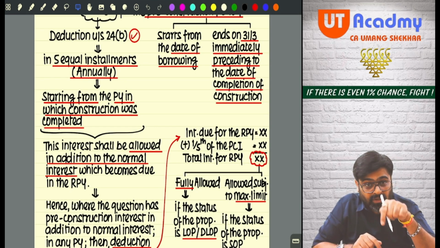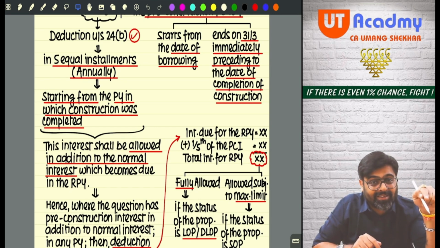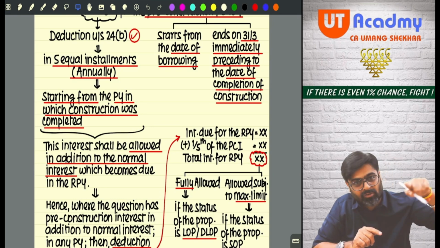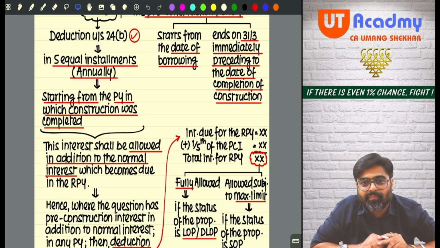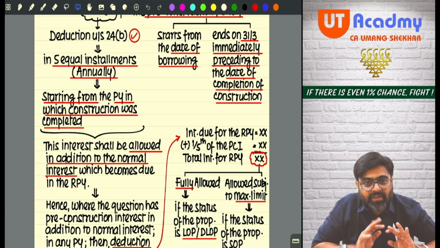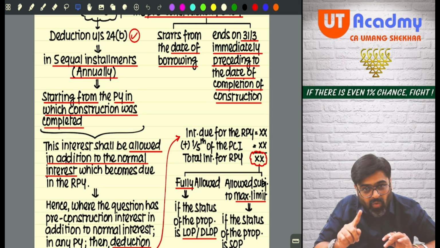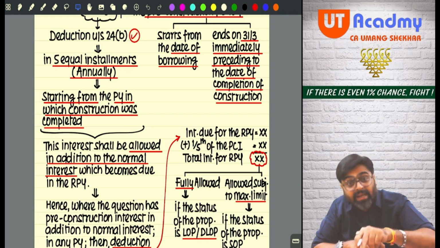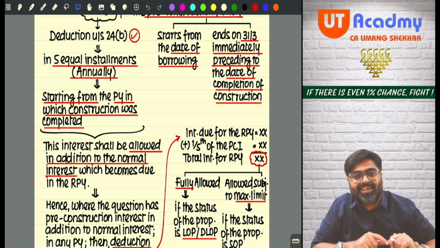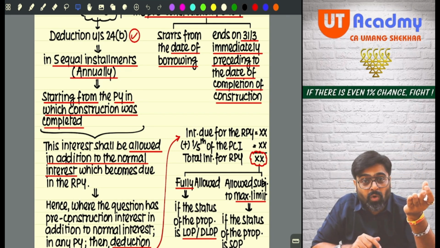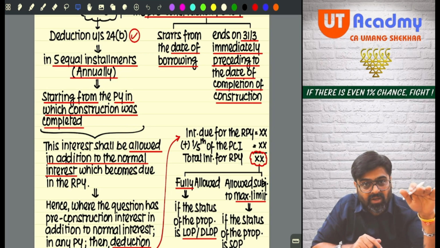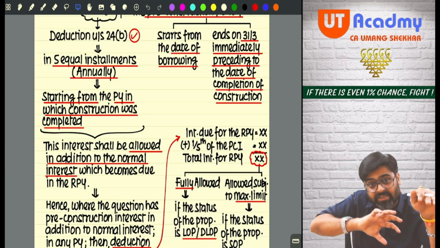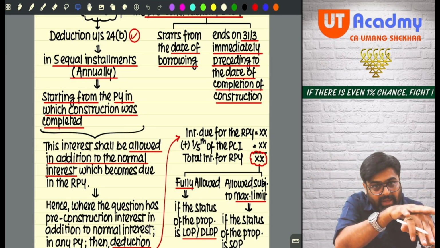And the first installment you will be able to claim in the year in which the construction got completed. From that year onwards, 1/5 you are supposed to claim. Getting my point? Everyone. So please remember, this is not the only interest. This is the interest which will be allowed in addition to the normal interest becoming due in that year. Because whatever loan will be outstanding in my previous year, on that loan, interest will become due in my previous year. But in addition to that, this pre-construction interest 1/5 amount can be claimed as a deduction.